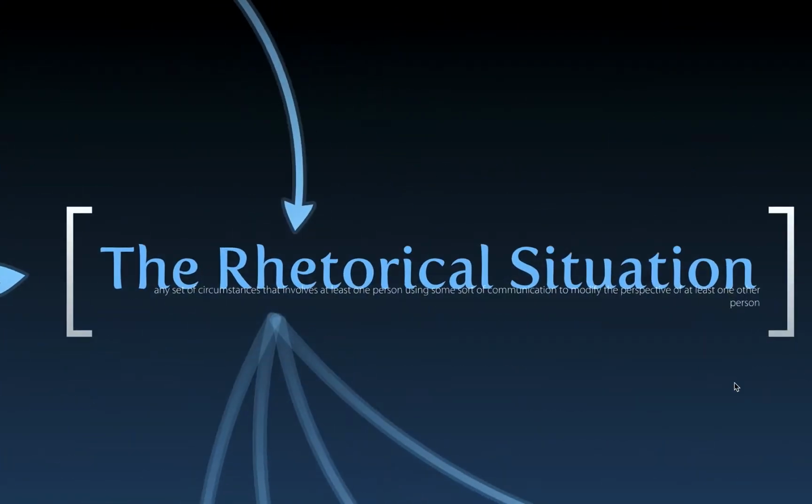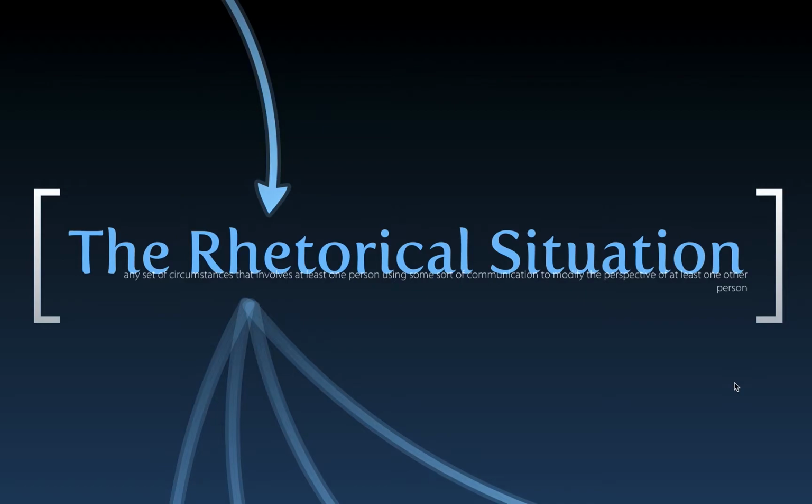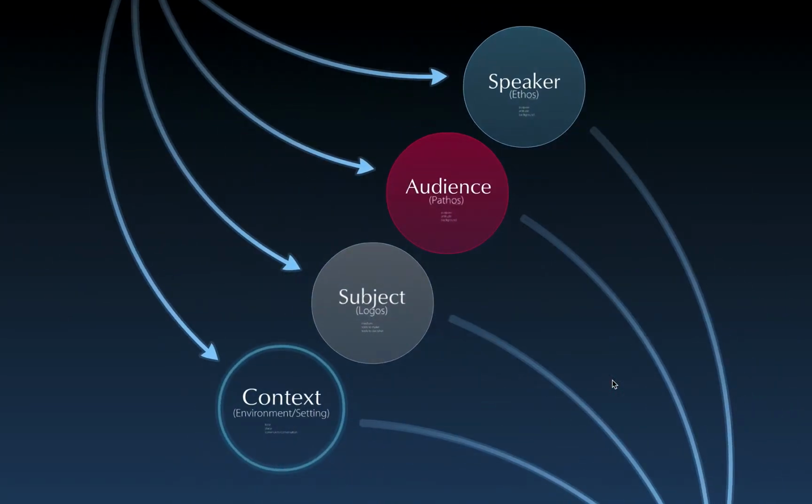Now, there are four main components of what we call the rhetorical situation. The rhetorical situation is any set of circumstances that involves at least one person using some sort of communication to modify the perspective of at least one other person. So any act of communication can involve rhetoric. Again, like I mentioned, a rhetorical situation involves four main parts. We have the speaker, audience, subject, and context.